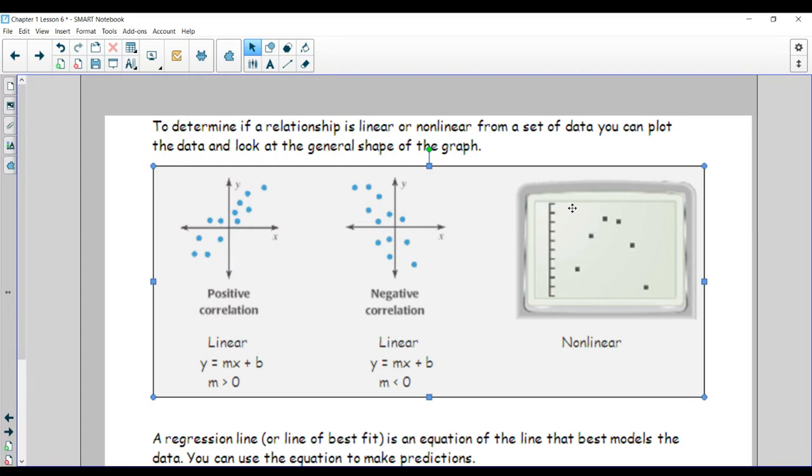Do they make a line? Do they not make a line? Do they make a curve? Curve stuff we'll talk about in later chapters. Since we're dealing with linear stuff here, we're going to concentrate on that. So if you take a look at this first one over here that's going up and to the right, the points have a positive correlation because they are going up and to the right.